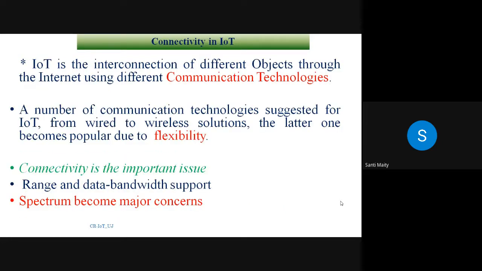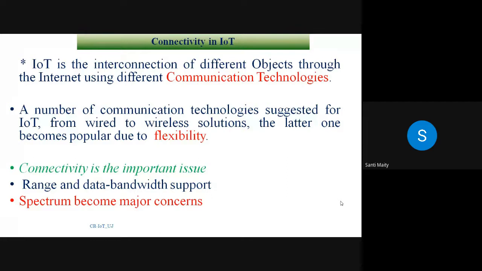Now, as I define this from the communication perspective, wireless communication is the very important or preferable one because of its flexibility. But when we look at wireless communication for connectivity in IoT objects, there are issues. The issue is the data rate and the bandwidth support. Range and data bandwidth support become an issue because spectrum is a costly and scarce resource.